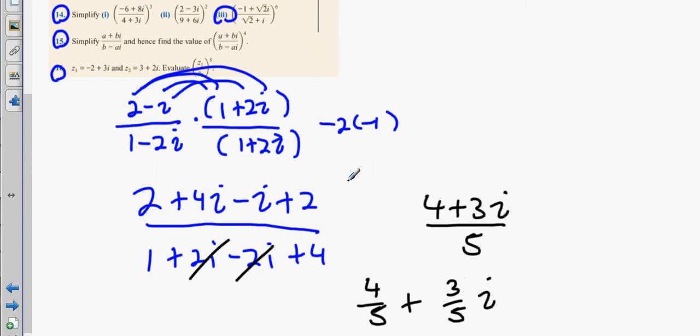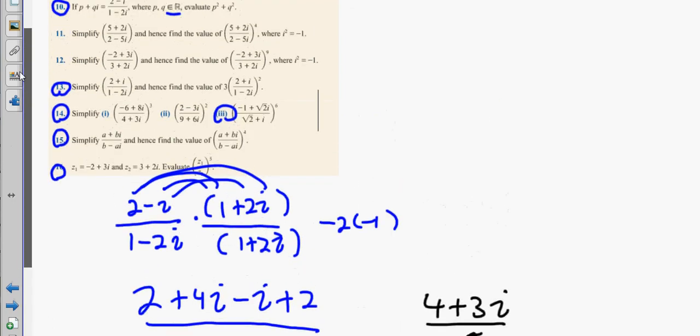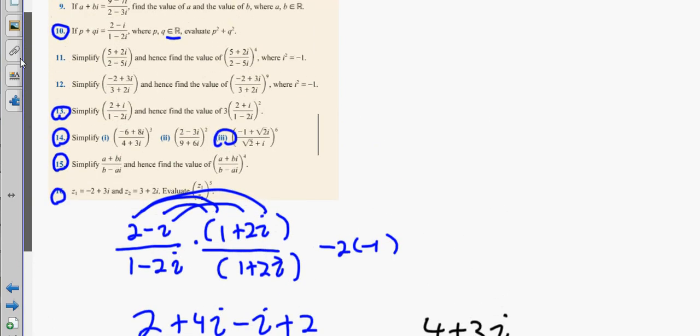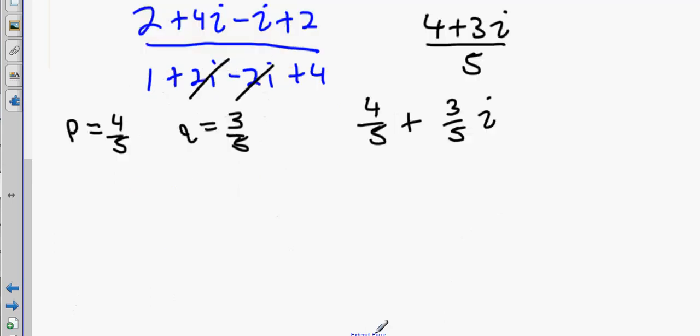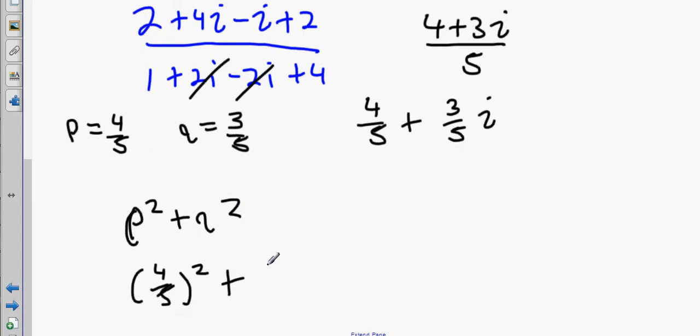So what p ends up to be, p is the real part and q is the imaginary part, so p is 4 fifths, q is 3 fifths. Then we have to find out what p squared plus q squared is, so it's going to be 4 fifths squared plus 3 fifths squared. Put that into the calculator and you find it equals the number 1. Okay, so that's no bother there.